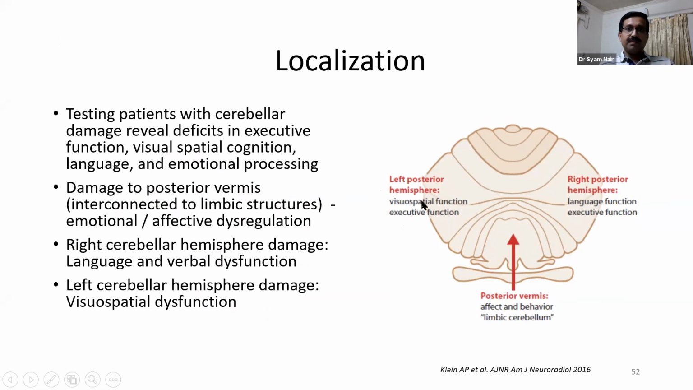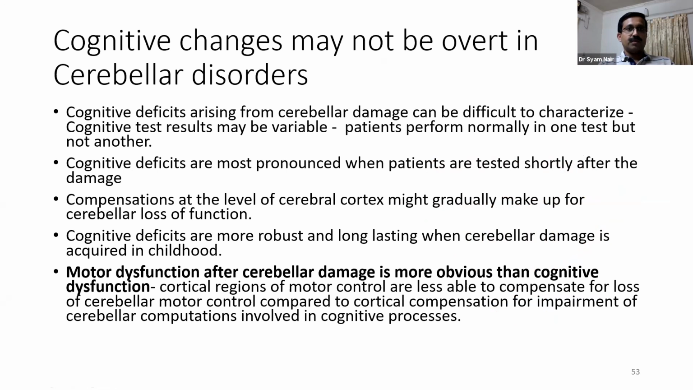While the lateral lobe of the left side of the posterior lobe is concerned with visuospatial function and executive functions, the right side is concerned with language function and executive function. You know that language is a left hemispheric function for the cerebrum, but the left side of the cerebrum is connected to the right side of the cerebellum. So accordingly, the right hemisphere of the cerebellum is concerned with the language functions. But this is more theoretical.